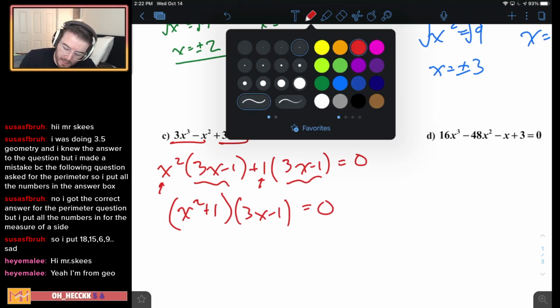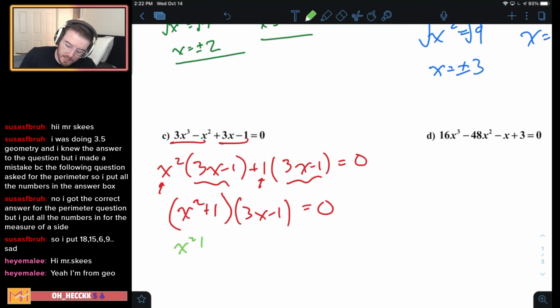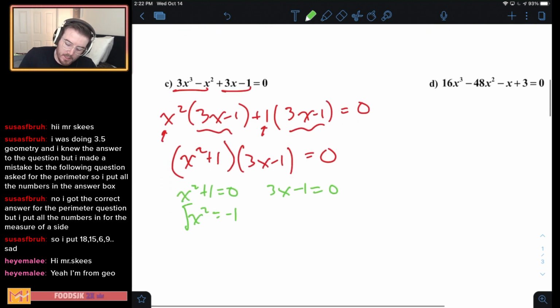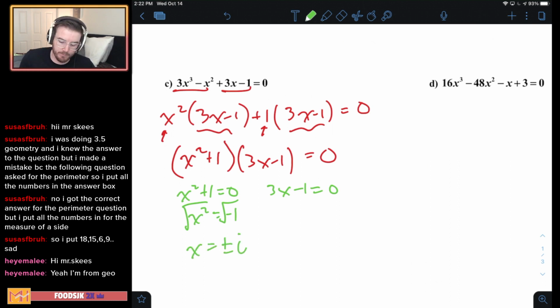What do we do with our factors? We set them equal to 0. And we solve. Subtract the 1, we end up with -1. So when you take the square root of -1, we end up with plus or minus i, because that's imaginary. Add the 1 over, divide by 3, we end up with 1/3.